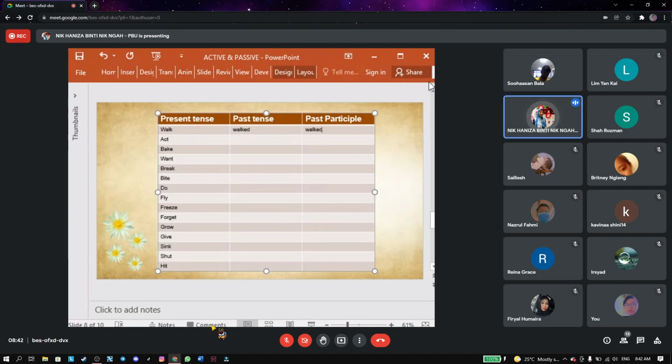Confused. If I don't test, I don't know whether you are confused or not. Okay. Walked. Okay. So this is what we call regular verb. A regular verb, they don't change. Okay, past tense is similar to past participle. But certain verb, they change. When it goes to past tense, to past participle, it changes. Okay? All right.